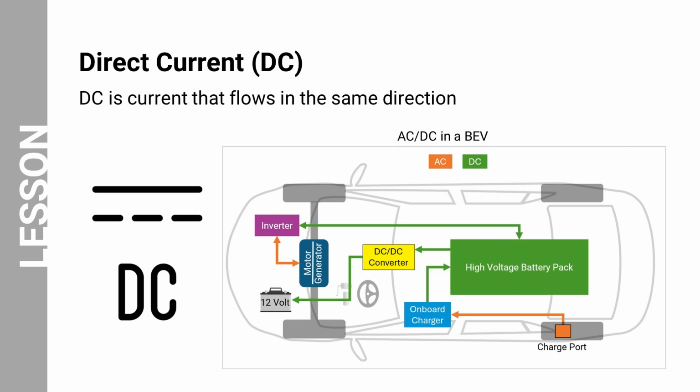Direct current, abbreviated as DC, is current that always flows in the same direction. Think of DC current like water flowing steadily through a hose in one direction only. There's no back and forth movement, just a constant flow. For example, this is the type of current stored in your phone's battery or a BEV battery. It flows in a single direction, from the positive terminal to the negative terminal. BEV batteries store energy in DC form.